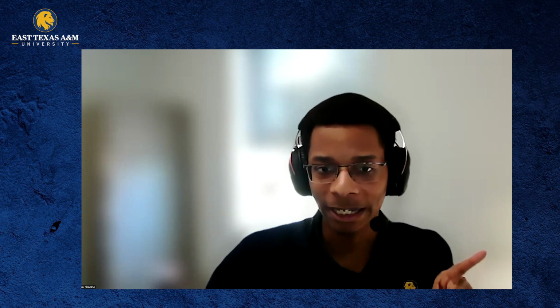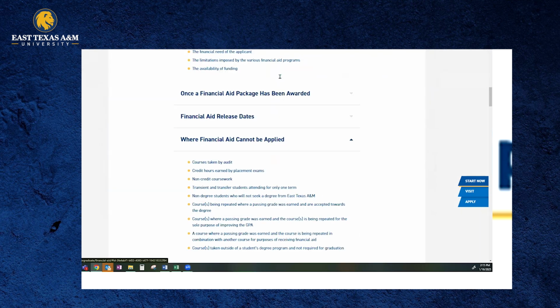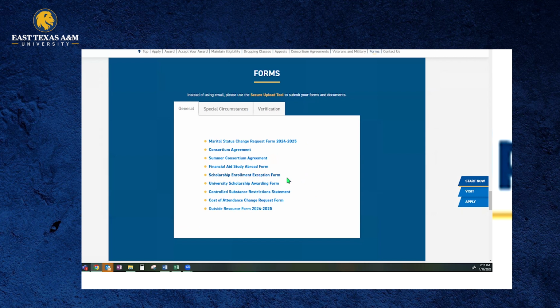And that is actually located on our webpage. Really quick, I'll share that. Can you please let me know when you see my screen? Yes, I see it now. Okay, perfect. So just like the appeals, we're going to go to the financial aid webpage. And instead of going to the appeals section, we're going to go to the forms section. It should take you all the way down, and then you see this scholarship enrollment exception form. You're basically going to fill that out, and that will take care of the initial step.